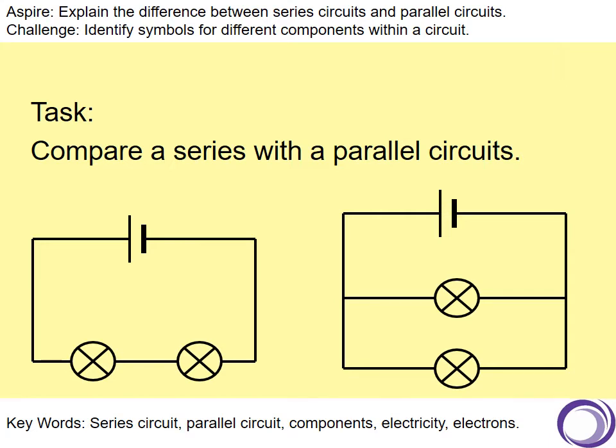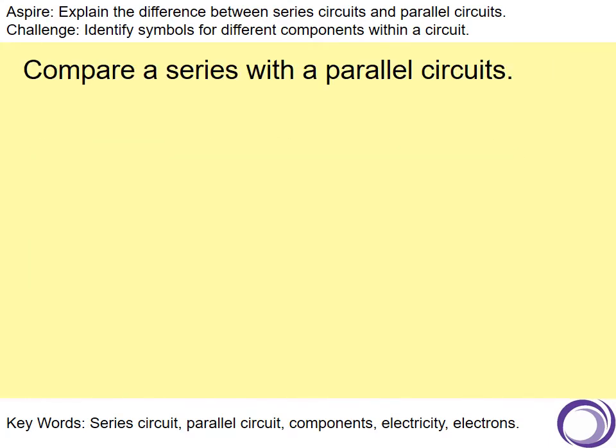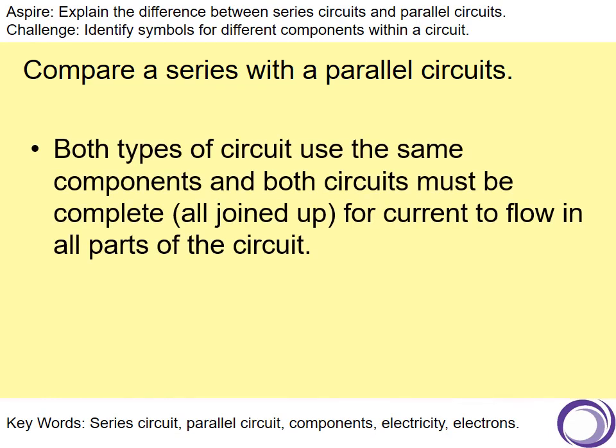Excellent, and stop there and let's see how we've got on. So in science, in order to make a comparison, you need to talk about the similarities and the differences. For these two circuits, the similarities are the fact that both types of circuit use the same components, and all those components are connected, which allows the current to flow through all parts of the circuit.